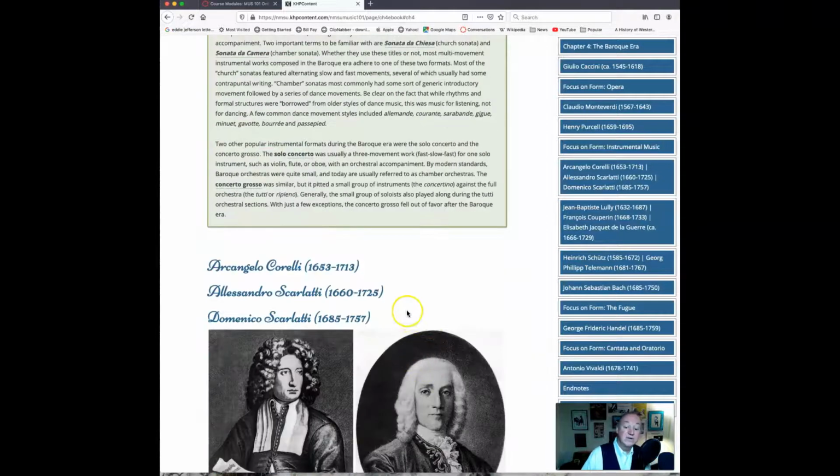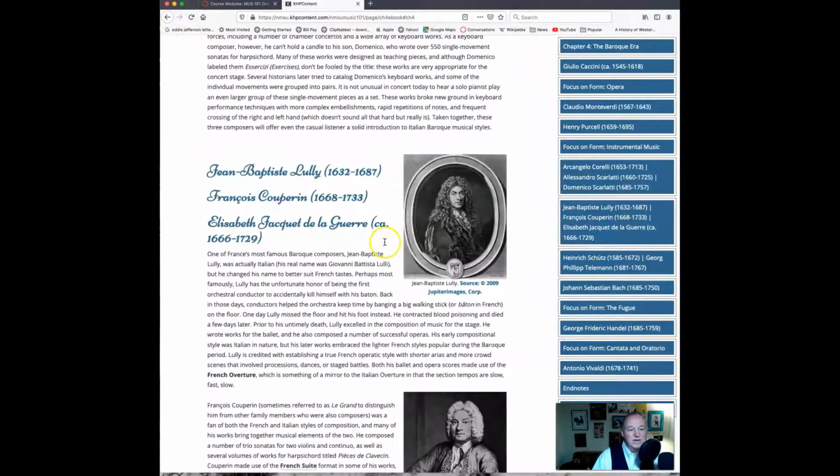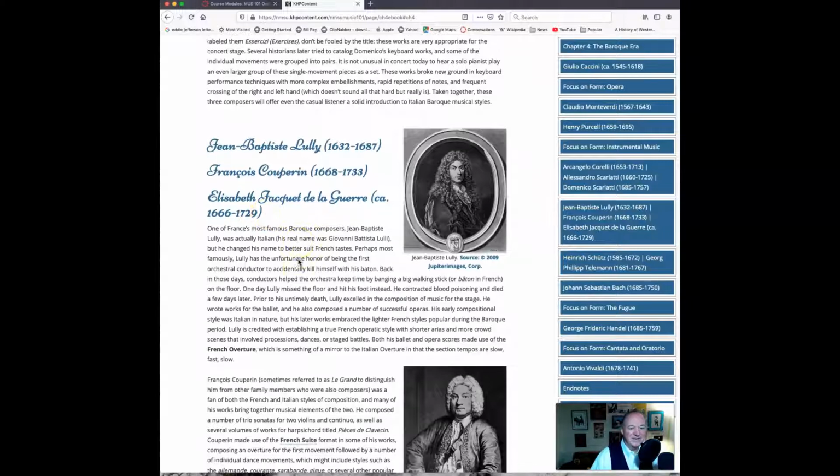And then I take you to different countries. We look at some Italians, Corelli and the two Scarlattis. We look at some French, Jean-Baptiste Lully, who was actually Italian, but we don't talk about that. He was favored at the French court. He changed his name to a French name. He was French. Francois Couperin, great keyboard composer. Jacques de la Guerre, one of the first really important female composers, and also apparently an amazing performer as well. Little is known about her, but she's pretty fascinating.